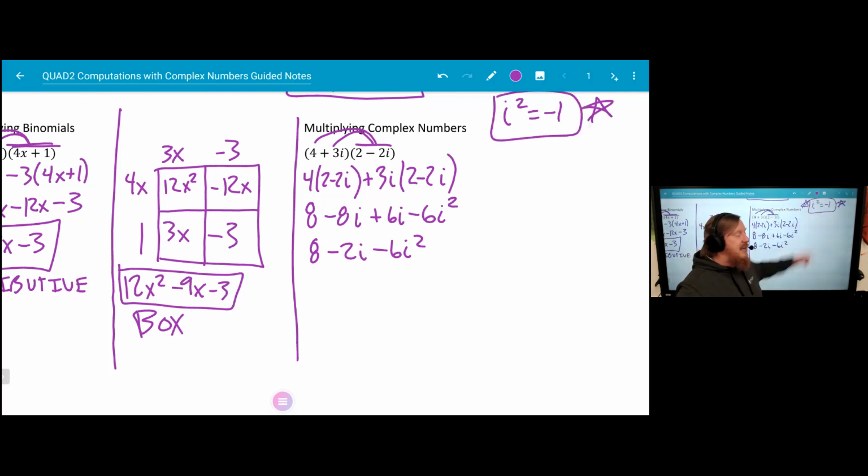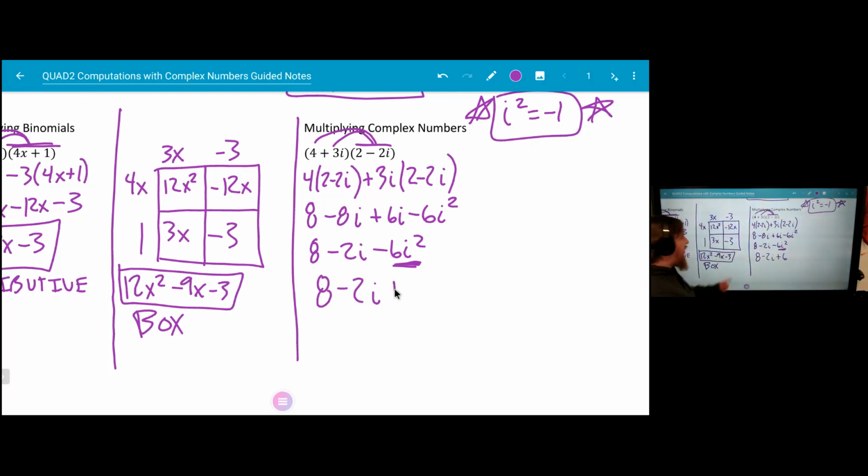If i squared is negative 1, we've got i squared right there. What that does, it means it's like minus 6 times negative 1. We're going to change the sign of this last term. So instead of minus 6i squared, this just becomes plus 6 because it's negative 6 times negative 1. So 8 minus 2i plus 6. Then we combine our like terms, 14 minus 2i.